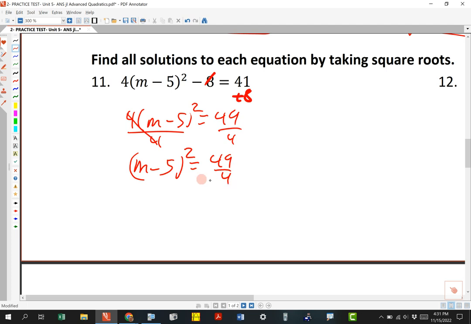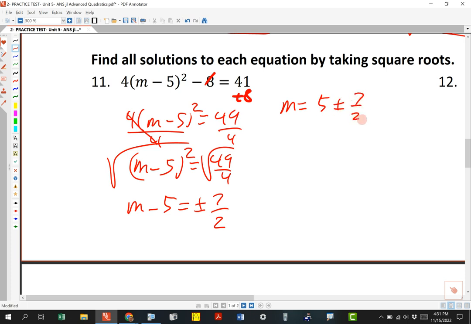So now we're going to take the square root. And like we were up above, we've got to put a plus or minus on here. So this is m minus 5 plus or minus square root of 49 is 7. Square root of 4 is 2. So I'm going to move the 5 over to the other side, and I end up with 5 plus or minus 7 over 2.